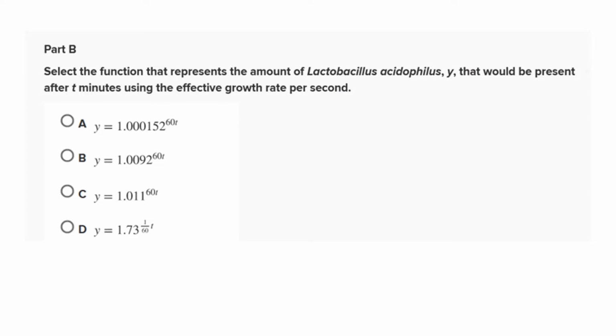Okay, so let's solve this problem now, part B of the question. For Lactobacillus acidophilus, we are doing this calculation. That was our bacteria 1 chosen. And because we need to find the amount that will be present after time t, we are using the same expression of exponential growth.